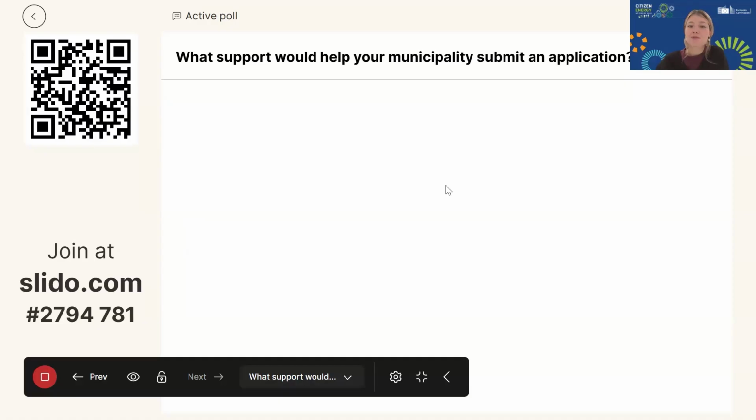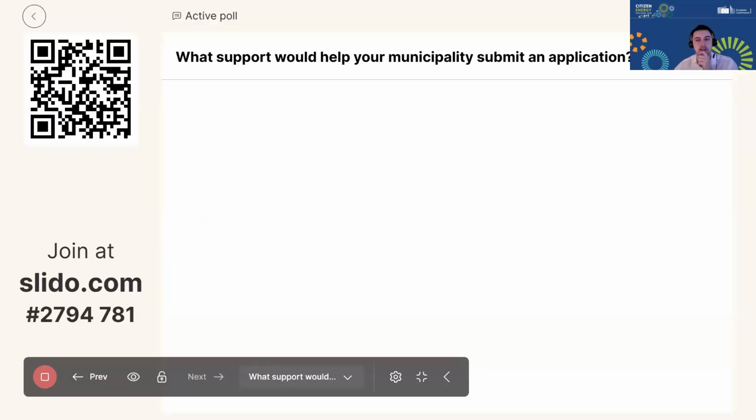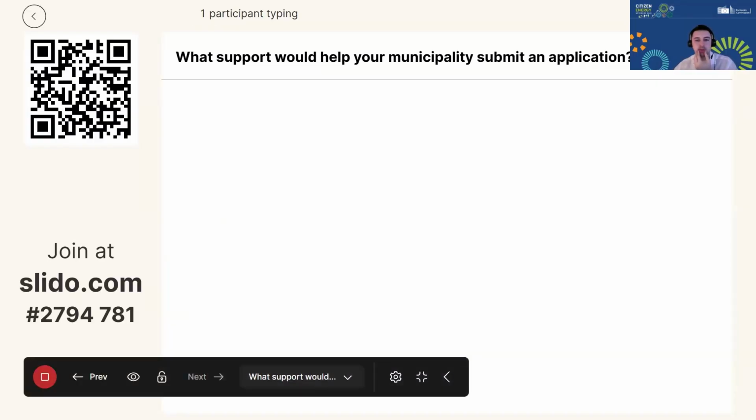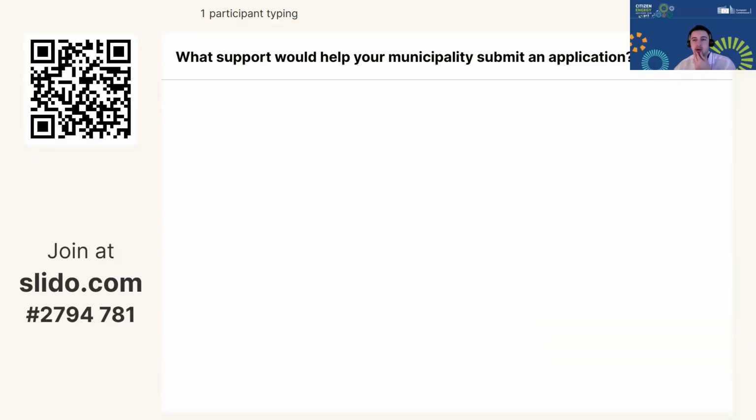So what support would help your municipality to submit an application? If anyone wants to open their mic as well for this question, this is the final question of the survey, just to help us understand while we go through these sections, if there are any parts that we should spend a bit more time on to explain more thoroughly, and to consider during the upcoming presentation, a pre-agenda of the event. Okay.